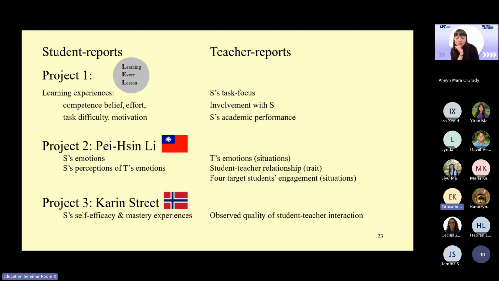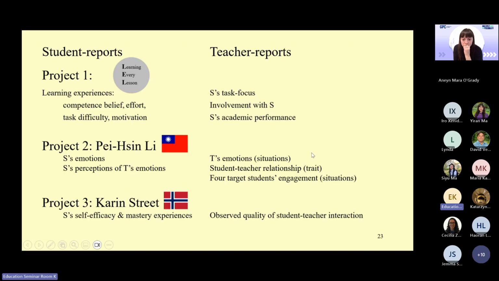So in the first study up here, we're going to look at combinations of student self-reports every lesson during 1 week's time, linked with the students' teachers' reports of students' task focus and involvement with each student and academic performance of each student. But this is not in each situation. These are person level ratings of the teachers. So teachers rate children once during the time span of the study. So these are more like trait measures.